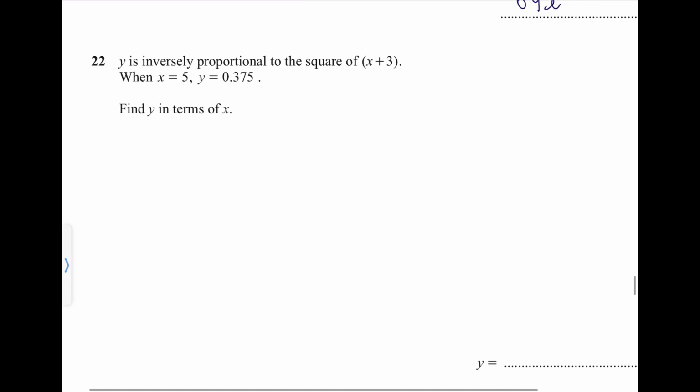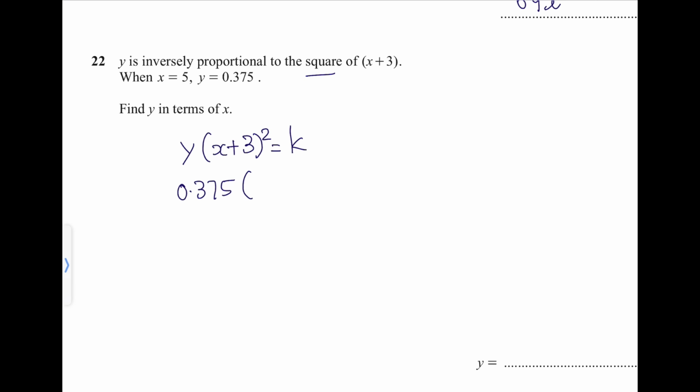Then it says that y is inversely proportional to the square root of x plus 3. When x is 5, y is 0.375. Find y in terms of x. Now when it says inversely proportional, that means that y times x plus 3 squared would be constant because it's the square of. So with 0.375, you have to find the constant value.